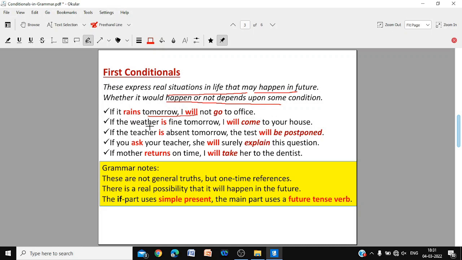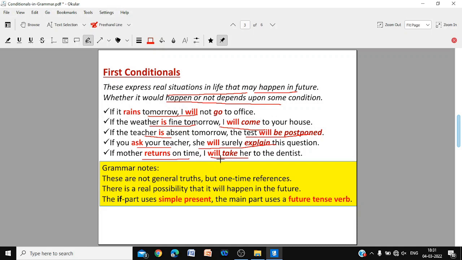If the weather is fine tomorrow, I'll come to your house. Now, I cannot come to your house every time the weather is fine. Only one particular day, that is tomorrow, if the weather is fine, I'll come to your house. It is not a general statement that whenever the weather is fine, I'll go to your house. If the teacher is absent tomorrow, the test will be postponed. If you ask your teacher, she will surely explain this question. If mother returns on time, I will take her to the dentist. Now, every time the mother returns, you can't be taking her to the dentist.